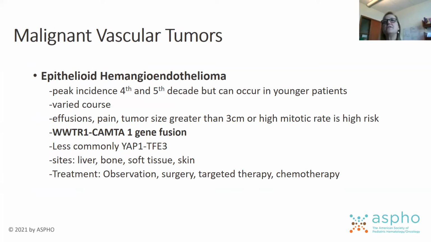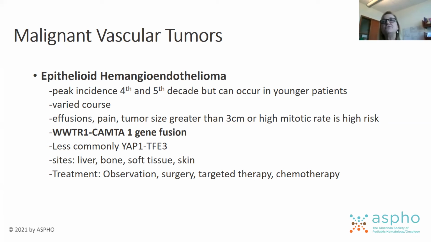So what are some other malignant vascular tumors? And I believe you need to know about this too. And we're talking about, these are very rare, but talking about some of the most common ones. So the most common ones are angiosarcomas and epithelioid hemangioendotheliomas.